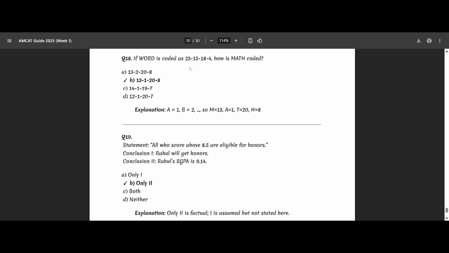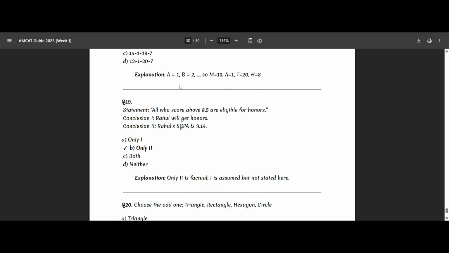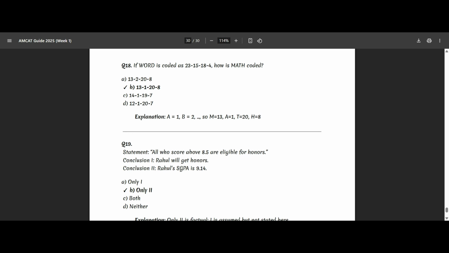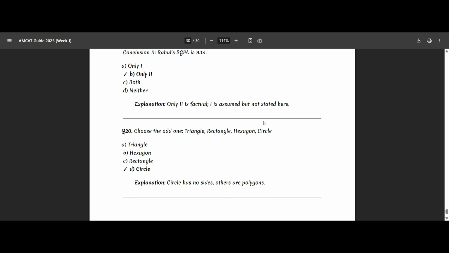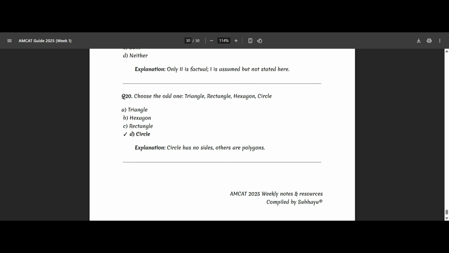If word is decoded as 23, 15, 18, 4, how is math encoded this way? So this is plain alphabetical logic, nothing extraordinary. Then all who score above 8.5 are eligible for honors. So Rahul will get honors. Rahul's SGPA is 9.14. Only two, because only two is factual, one is assumed but not stated here. Okay. And 20, choose the odd one. Triangle, rectangle, hexagon, and circle, because only circle has no particular number of sides. Rest all of them do.